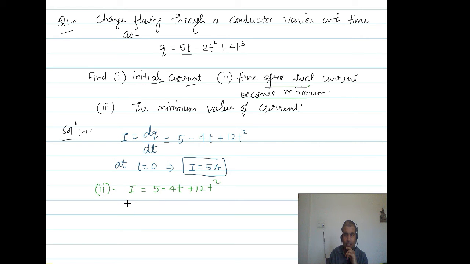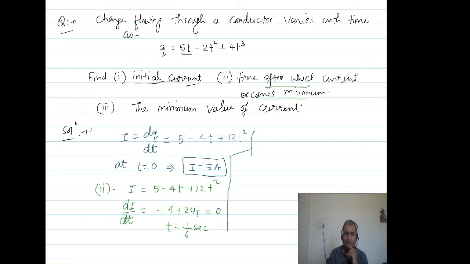And how do we apply the minimum and maximum concept? We first of all differentiate it, and the differentiation comes out as minus 4 plus 24t, and then we put it as 0. In order to find out minimum and maximum, we put this as 0, and when you solve it you get t equals 1 by 6 seconds. So this is the only time at which current is becoming maximum or minimum.